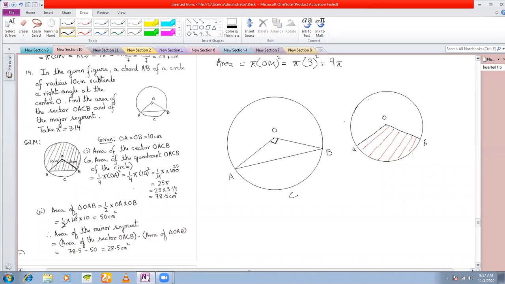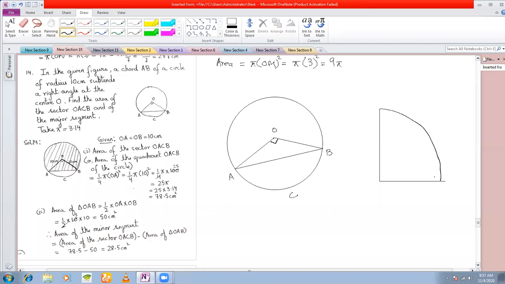So the question here is how to find out the area of this sector OACB. What does this sector look like? Can you tell me what this sector looks like? Triangle? No. This sector actually looks like a quadrant. Do you agree or not? Yes, sir. And the radius of this is 10 centimeters.